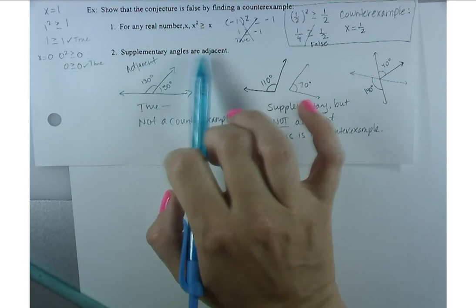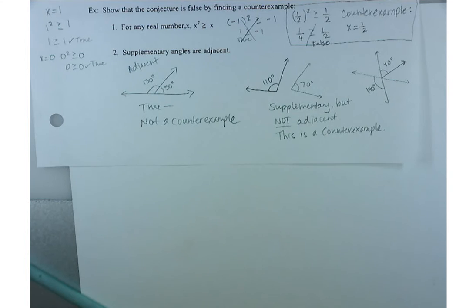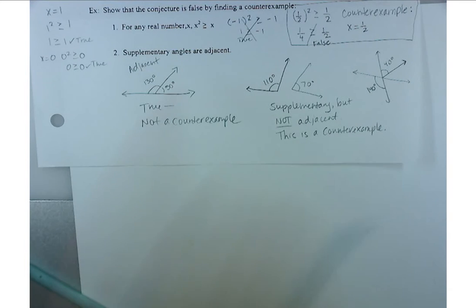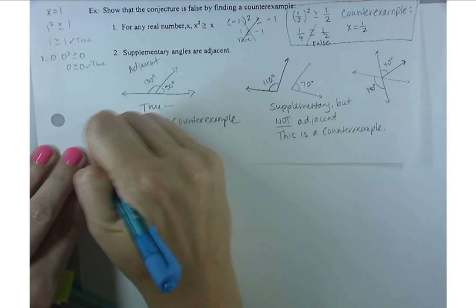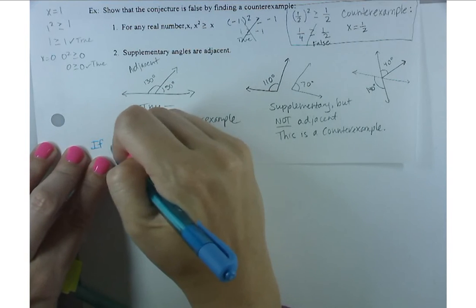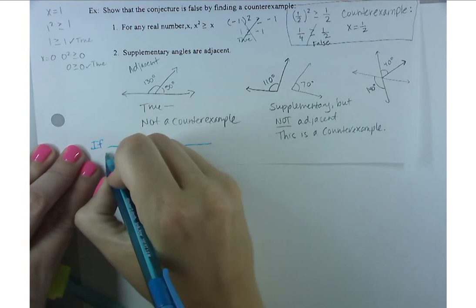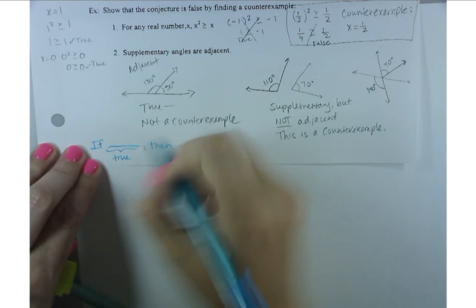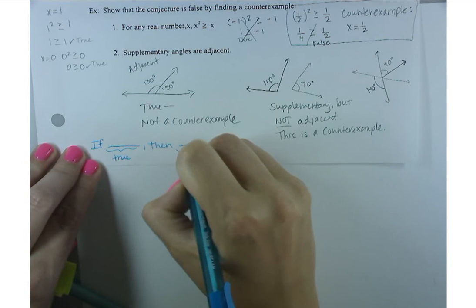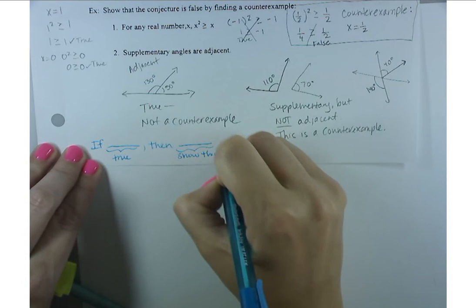For number 2, what part of this had to be true? The angles had to be supplementary, right? But what part had to be false? That they were adjacent. So the first part has to be true, the second part has to be false. Okay, so sometimes it'll be written as an if-then. So if blank happens, then blank. We say this part has to be true, and then you have to show this is false.